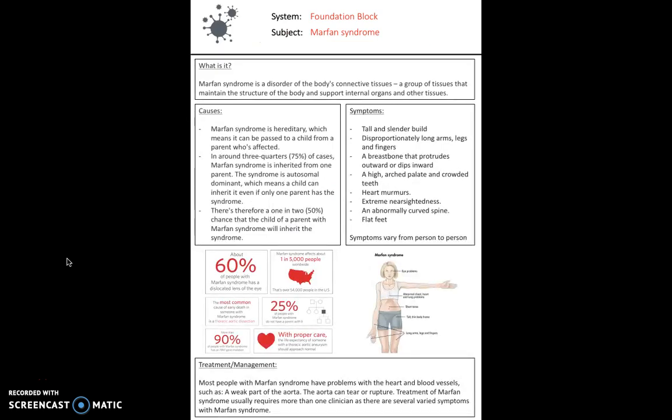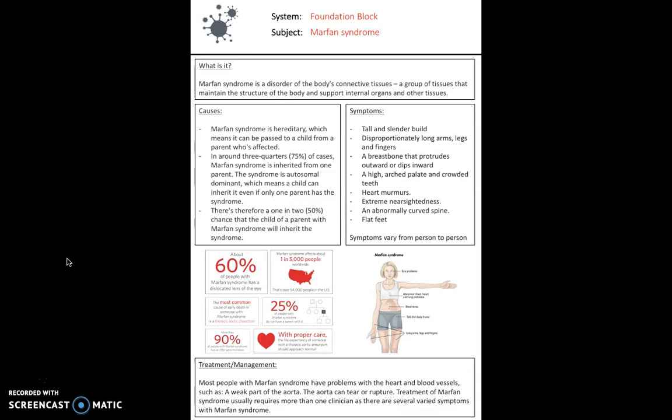So Marfan syndrome is a disorder of the body's connective tissue. It's a hereditary condition, and it's caused by a gene defect in the abnormal production of the protein fibrillin. It's inherited in an autosomal dominant manner, so as we discussed in the previous video, autosomal dominant is the inheritance where there's a 50% chance that the child is going to be affected. It's a 50% chance they're going to inherit the gene, regardless of whether they're male or female.